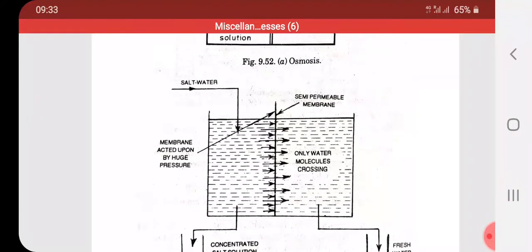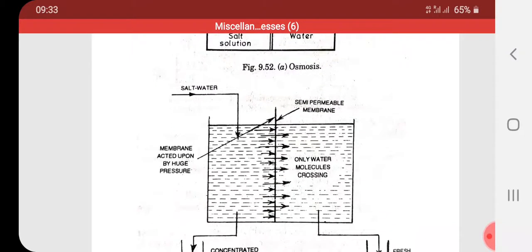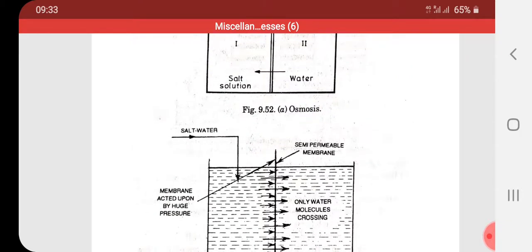So you can understand this. In case of osmosis, water is moving towards the salt solution. In case of reverse osmosis, water from the salt solution will move towards the fresh water in the other compartment. So both are moving through the membranes only. These semi-permeable membranes are provided for that.